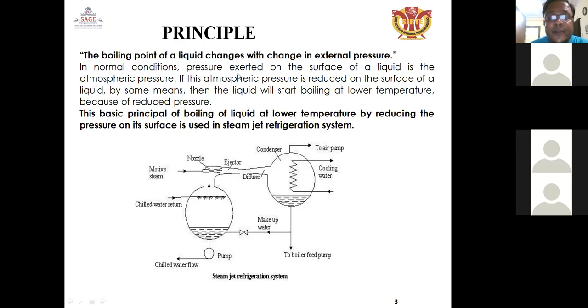In normal condition, the pressure exerted on the surface of a liquid is the atmospheric pressure. If this atmospheric pressure is reduced on the surface of a liquid by some means, then the liquid will start boiling at lower temperature because of the reduced pressure. This basic principle of boiling of liquid at lower temperature by reducing the pressure on its surface is used in the steam jet refrigeration system. This is the main fundamental. Okay.